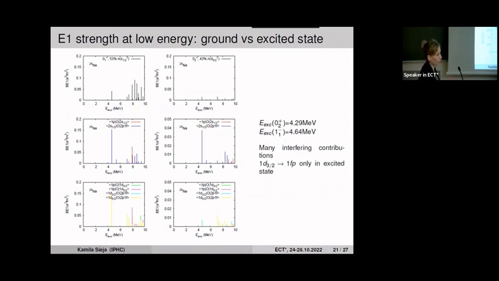Now, this picture shows you the strength between 0 and 10 MeV in excitation energy. What does that mean? The first excited state, the one that I show here, is located at 429, and the first 1- state is at 464. This means that a priori, when I excite this state, I should have transitions to all of the 1- states in the system, the same states that I have here.